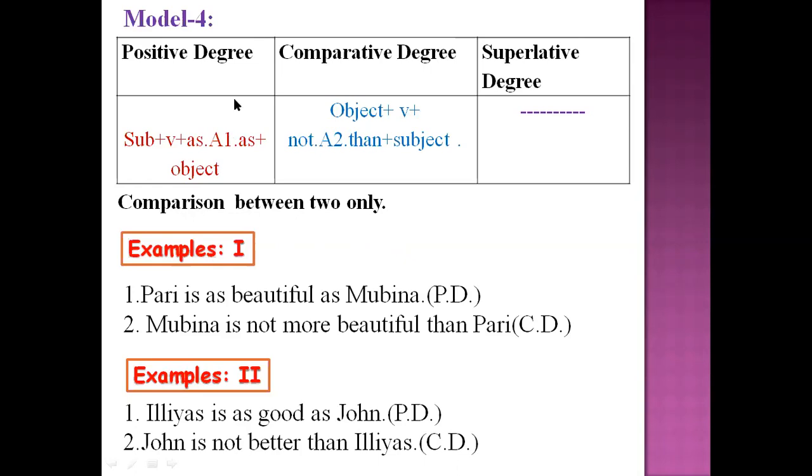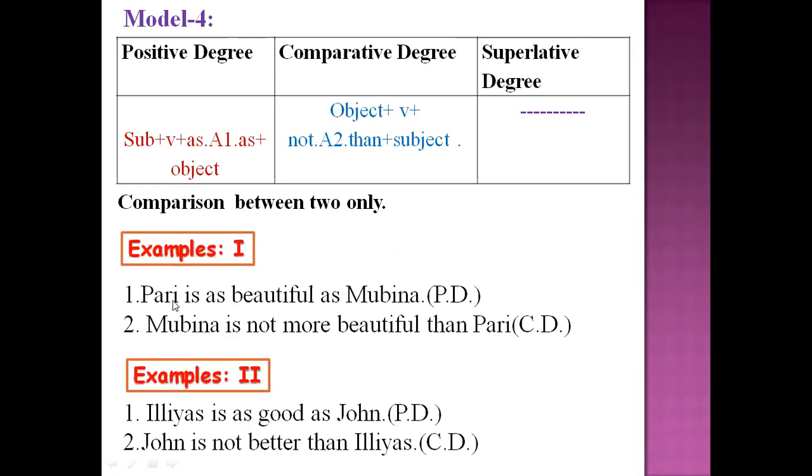In this model number 4, we generally use it for comparison between two persons or two things. If we want to compare only two persons, only two things, or only two animals, then we go for model number 4. Let's take some examples for this model number 4.